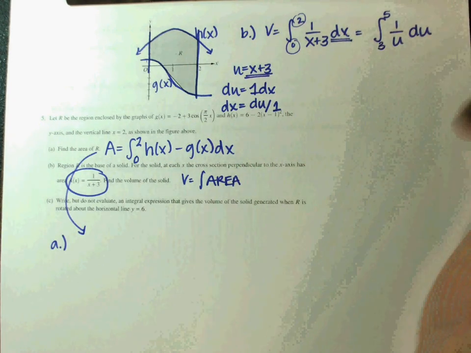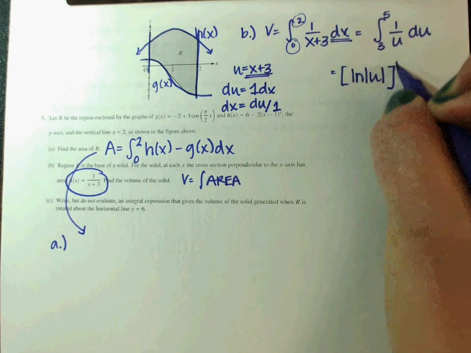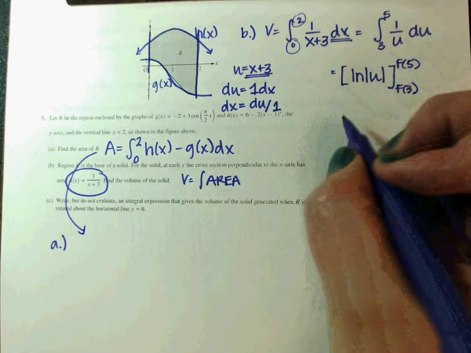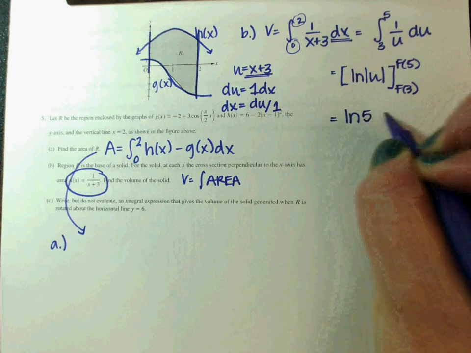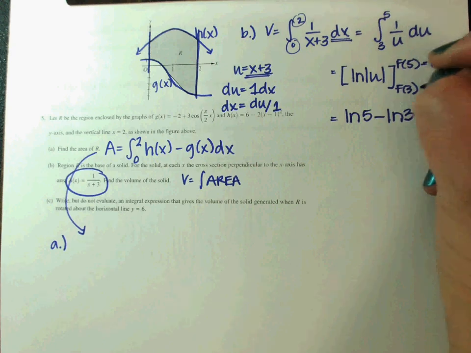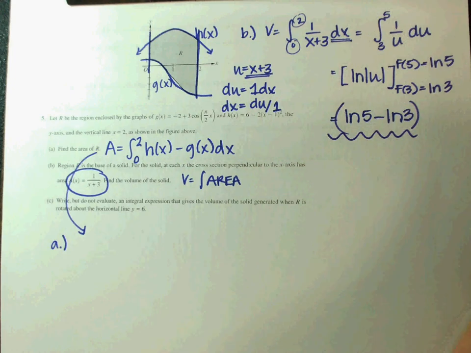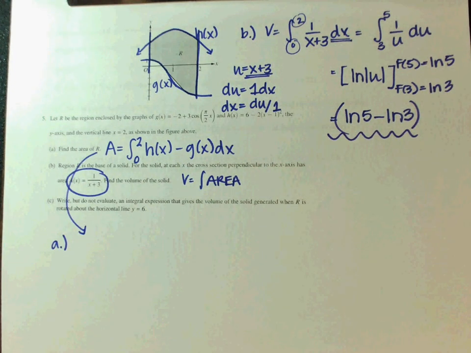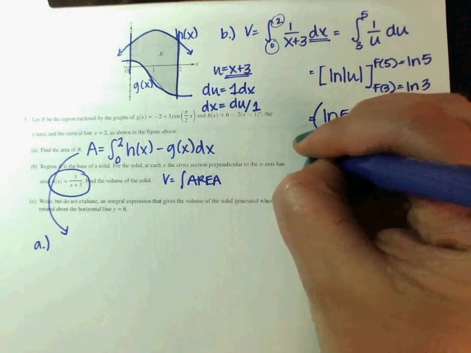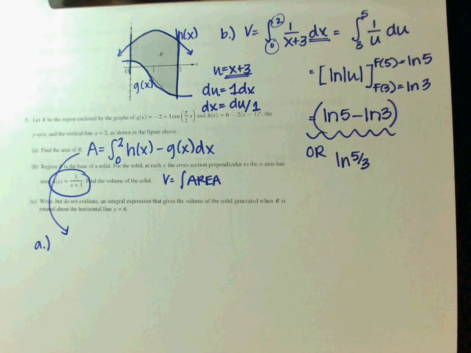Then from there, the integral of 1 over u is ln absolute value u, plugging in a 5 and a 3. On top, I'm going to get the ln of 5. On bottom, I'm going to get the ln of 3. And then remember that when you have ln 5 and ln 3, you subtract those as your final answer. So your answer would just be that subtraction. Now, you could have reduced that to be the ln of 5/3 if you wanted to get a little fancy, but it was totally not necessary.